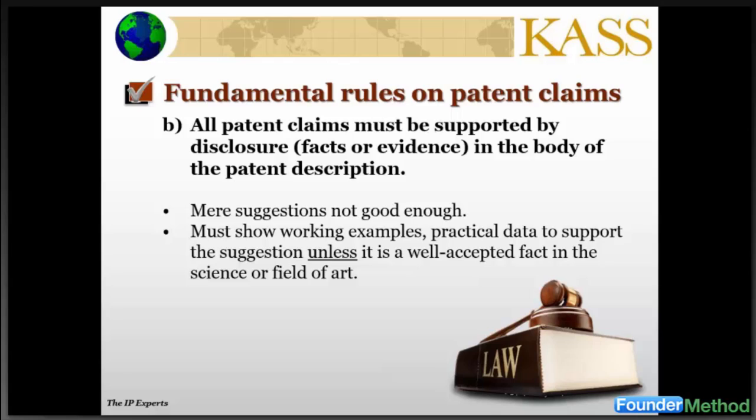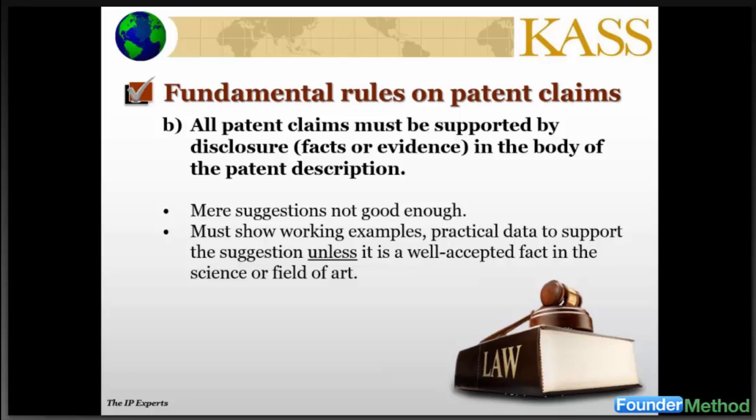Unless you can prove it's a well-accepted fact in science or the field. Now this is a gray area, because you may argue it's well accepted, but the patent examiner may not agree with you and you have a problem area there. So it's better to be on the positive side, disclose information, rather than depending on the argument that it's a well-accepted fact in science. That is a difference of opinion, your view against the examiner's view. You don't want to get into those arguments, so that increases the cost of your patent prosecution application.